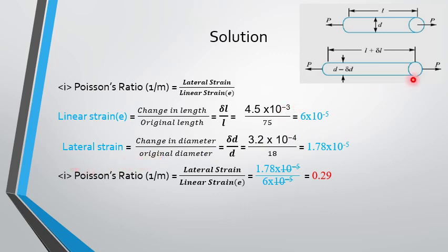Lateral strain. So length increased is a linear strain, diameter reduced is a lateral strain. So lateral strain is equal to change in diameter by original diameter. Change in diameter and original diameter are also given in the problem. 3.2 into 10 to the power minus 4 divided by diameter 18 mm. So that is equal to 1.78 into 10 to the power minus 5. There is no unit. So Poisson's ratio is lateral strain by linear strain. Lateral strain is 1.78 into 10 to the power minus 5 and the linear strain is 6 into 10 to the power minus 5. So 10 to the power minus 5 cancelled. 1.78 divided by 6 equal to 0.29 for Poisson's ratio.